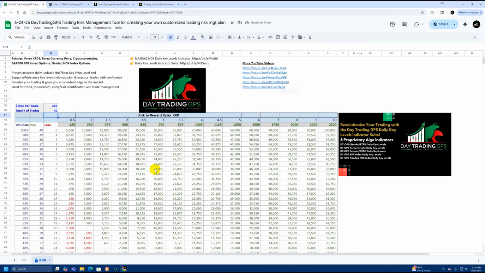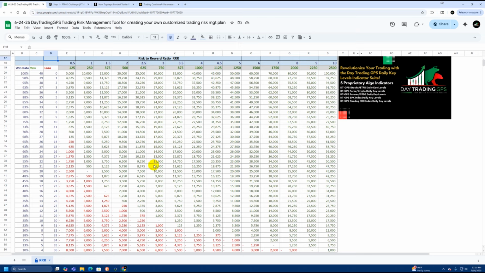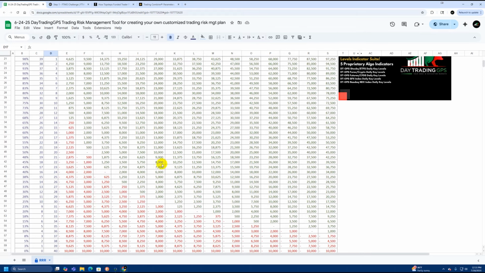So as you can see here, based on your risk per trade of $250, depending on the risk to reward ratio that you want to use, you could become profitable even with a low win rate. If your risk to reward ratio is, say, 3 to 1, and you're taking 40 trades over the month, you can still make $10,000 gross profits before any possible commissions in the month with a 3 to 1 risk to reward ratio, and that's at a 50% win rate.